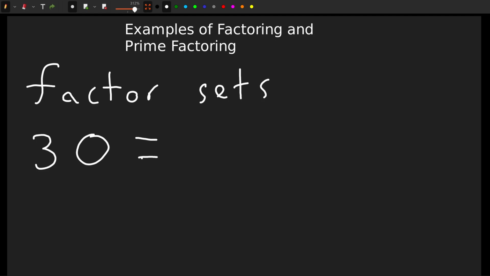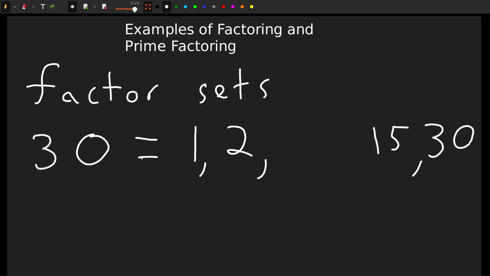So I already know of 1. We have 1 and 30, obviously. 1 times 30 gets us to 30. Now, if we cut 30 in half, we get 15. So we know 2 times 15 also gets us to 30.